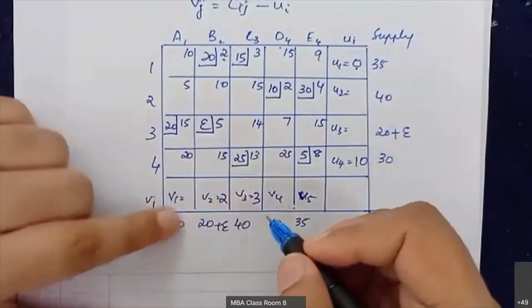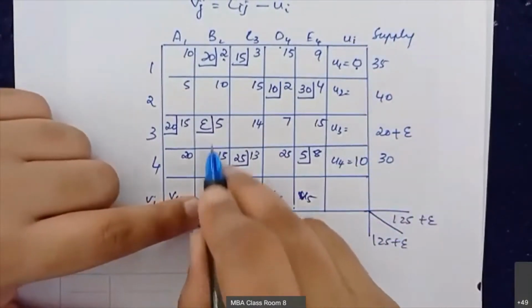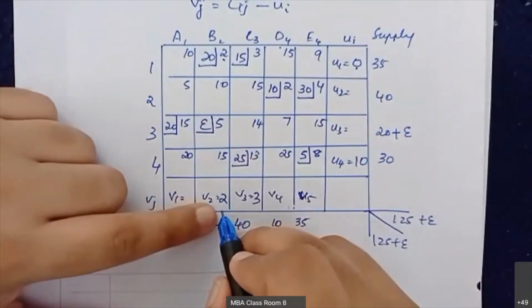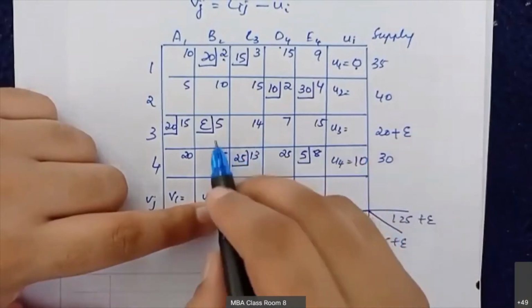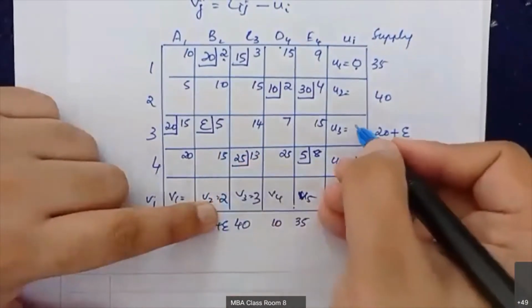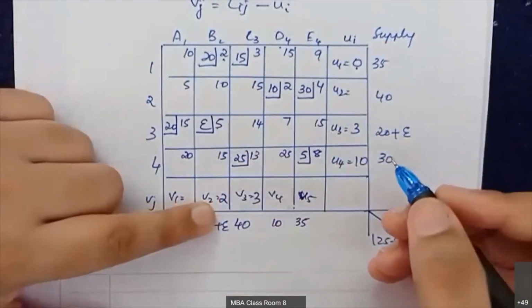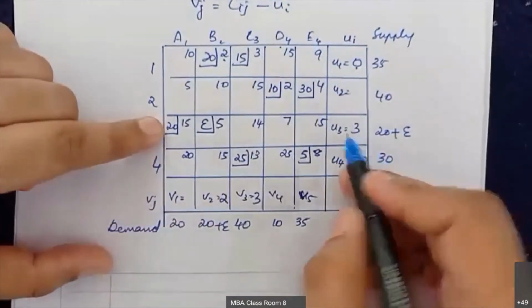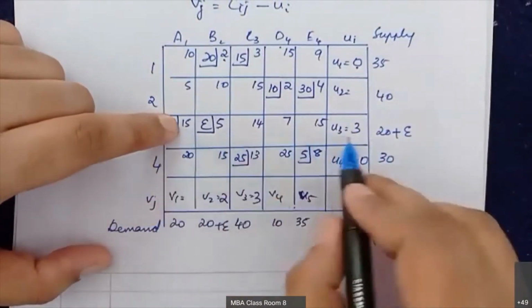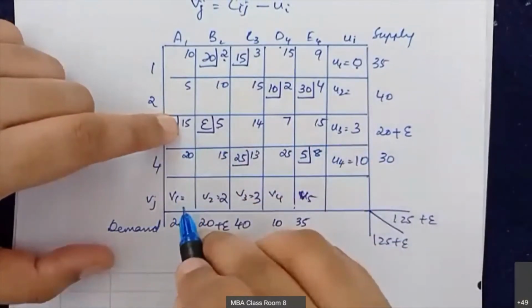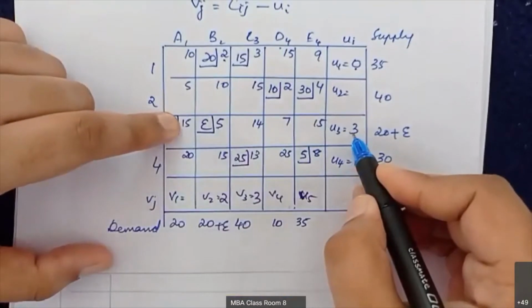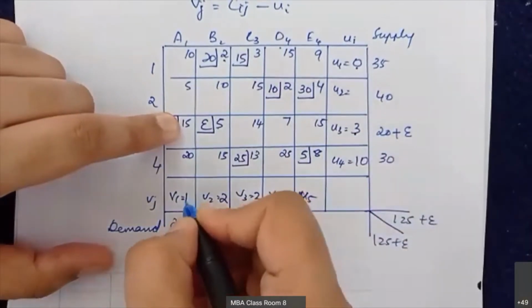Similarly, next, which value can I take? I can take this cell. I know the cost as well as I know the v value, so I can find the u value. What will be the value? 5 minus 2, so u3 will become 3. Next, which cell can I take? Since I know the cost here, the 15 and the u value here, I can find the value of v1. It will be cost minus 3 here. So that is 15 minus 3, that is 12.